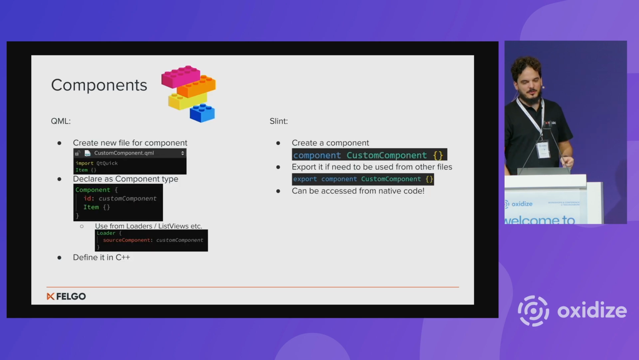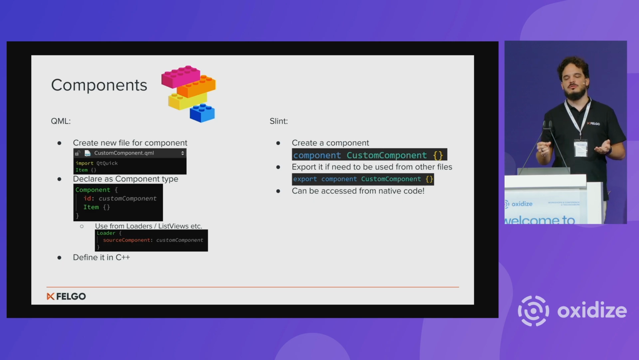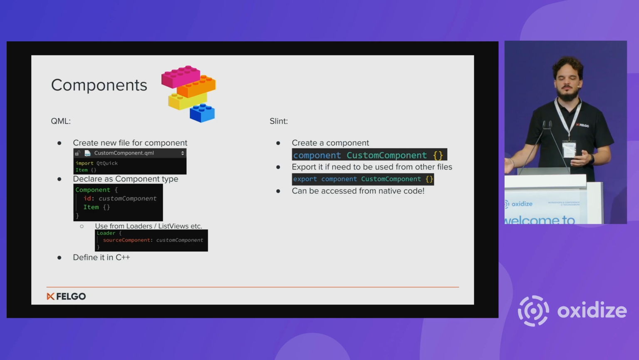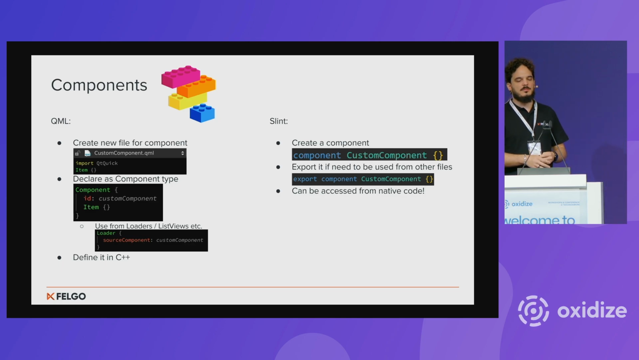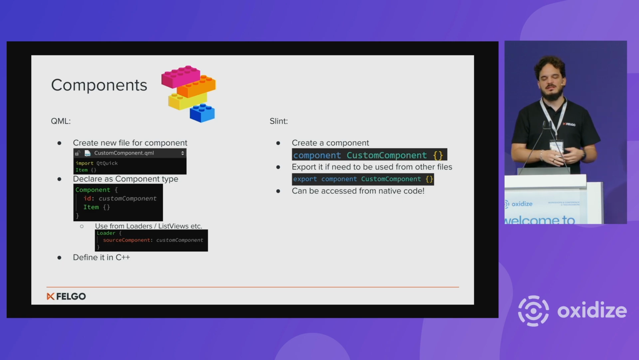As both of them have their building blocks, the components, the major difference is that in QML, you either create a new file for the component and implement it there. The file name will be used as the component name, or declare the component type and use that from loaders or list views or anything else, or define it in C++.